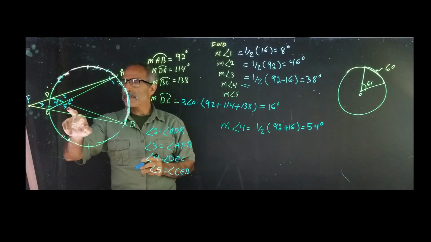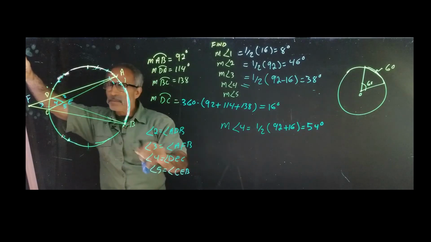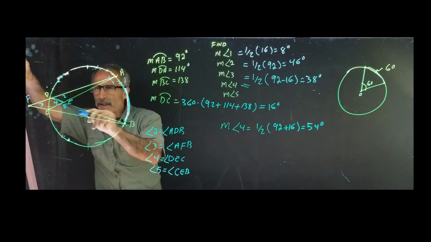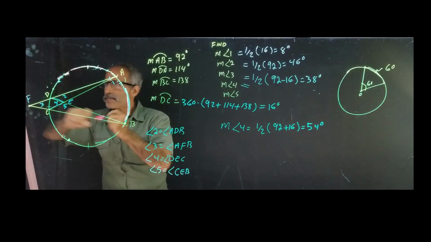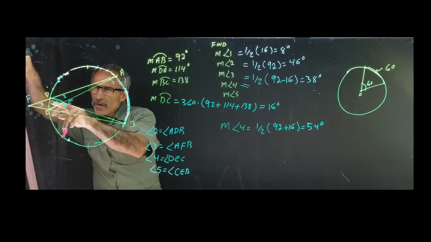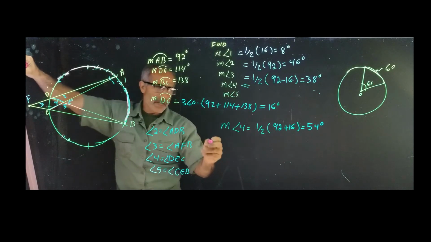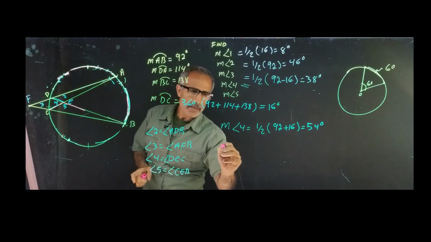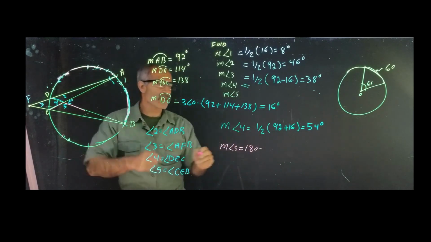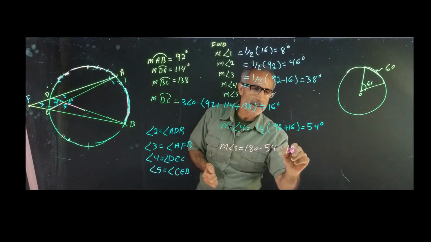Angle number 5. We can do this two different ways. One is angle number 5, which is angle CEB. This is the angle we're looking at right here, CEB. We know angle 4 already, and that's a straight line, supplementary. So we can say angle 5 is 180 minus angle 4. Angle 4 was 54, so 126 degrees.